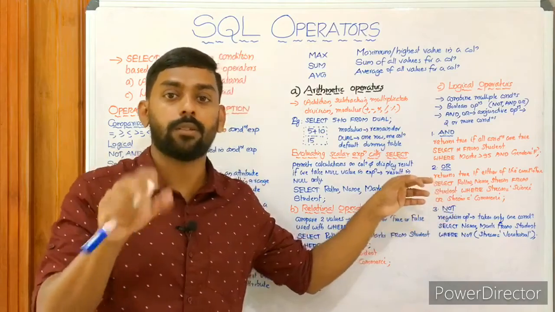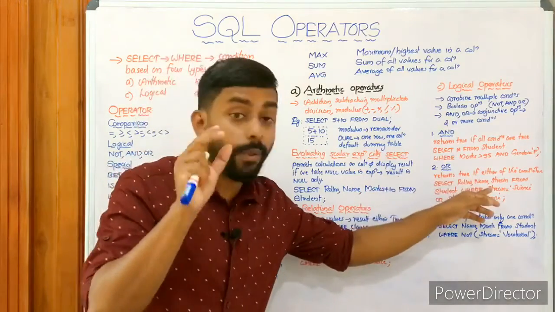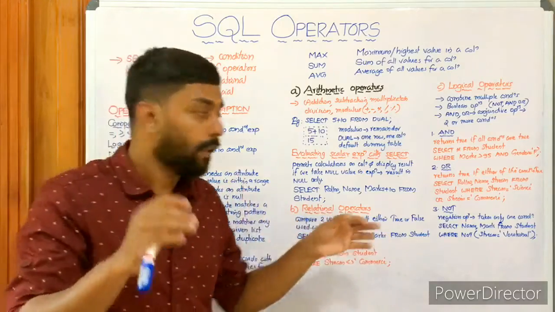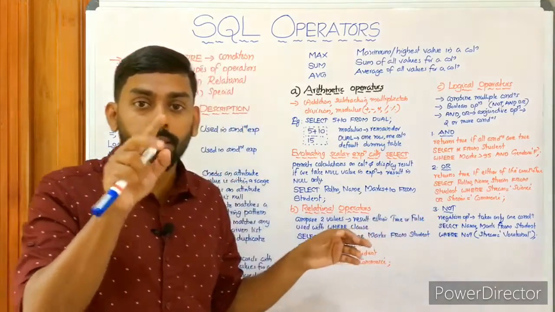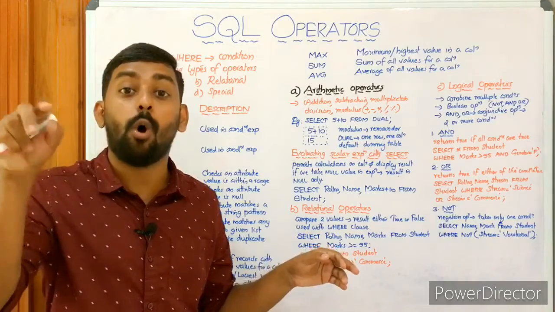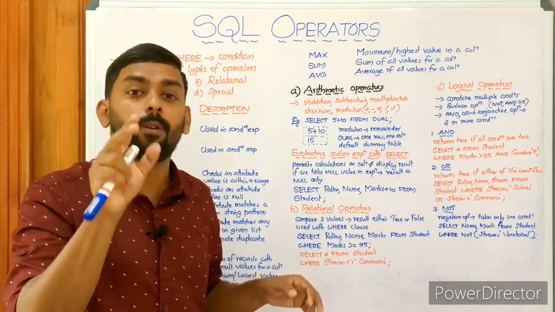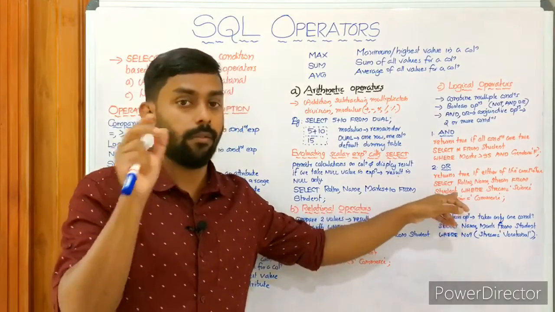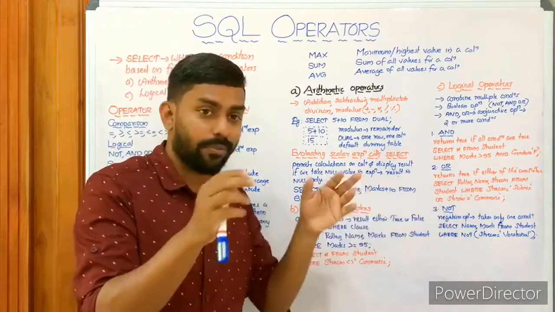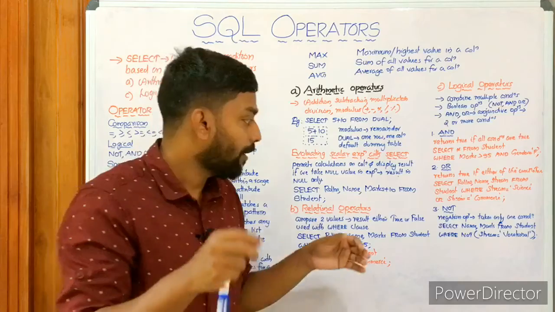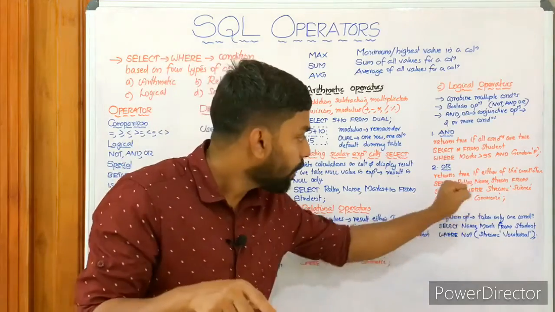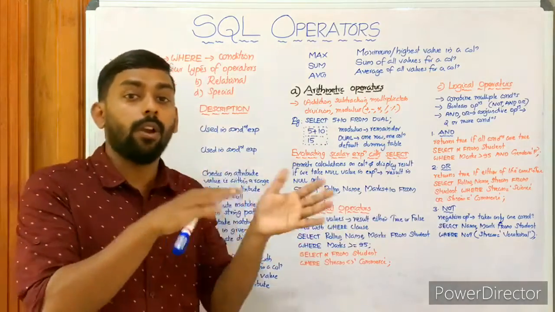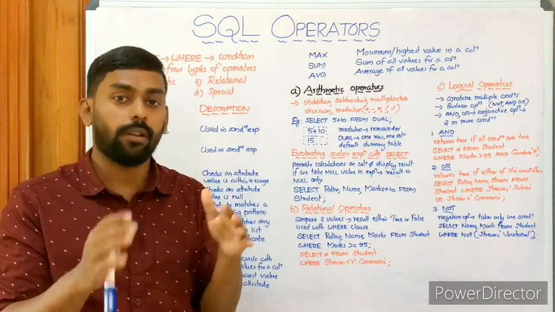Stream equal to science or stream equal to commerce. It cannot be written as stream equal to science or commerce, it's not English. It must be stream equal to science or stream equal to commerce. We have to follow some kind of rules. So this is how we can apply OR: if either of the conditions is true, then it returns true.